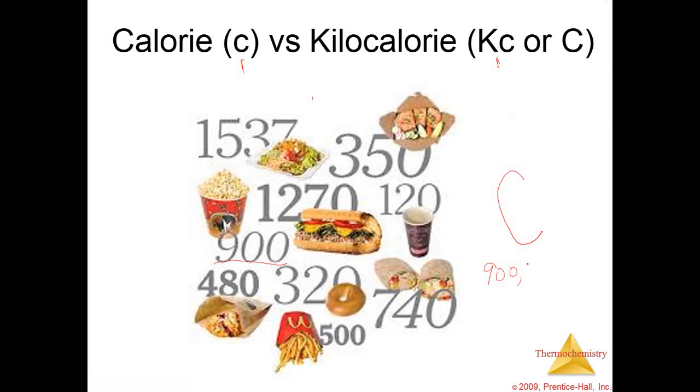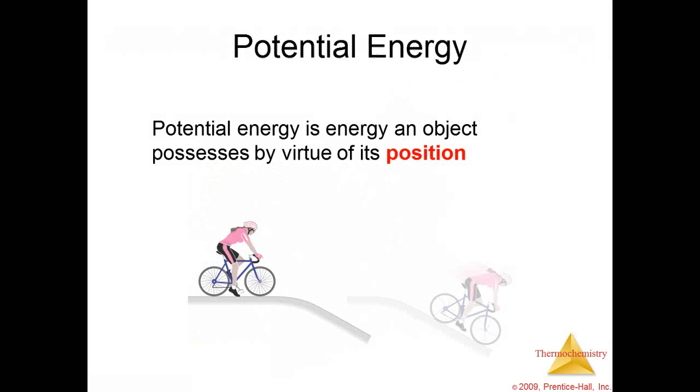So maybe even a little more depressing is that popcorn is 900 calories, but it's 900 kilocalories or 900,000 calories. Okay, the other thing we can think about is energy in terms of potential energy and kinetic energy. So potential energy is the energy an object possesses by virtue of its position. So this biker has potential energy stopped at the top of this hill based on the height off the ground, or based on its relative position.